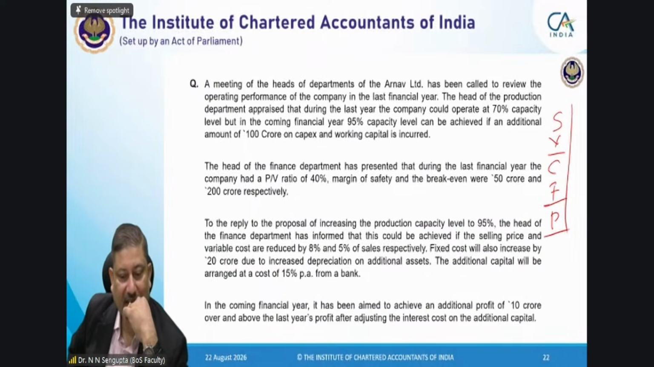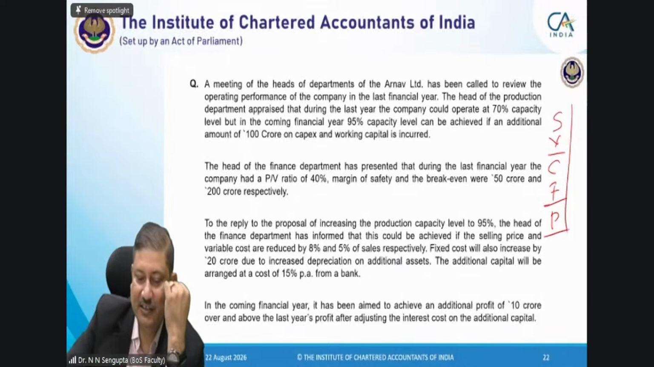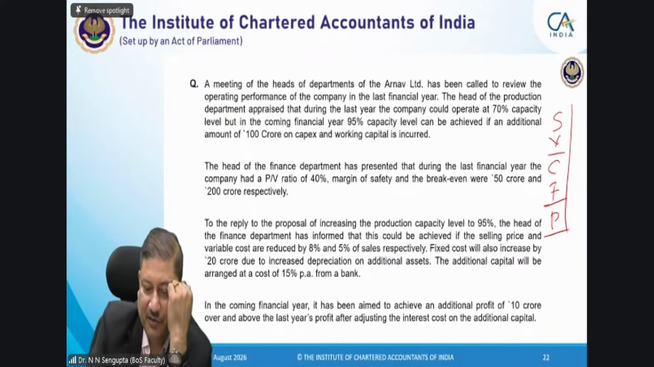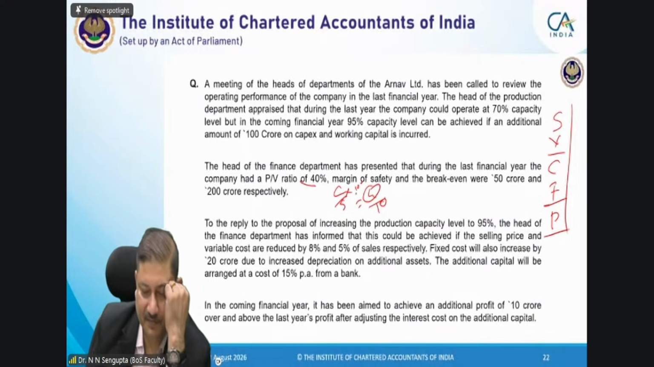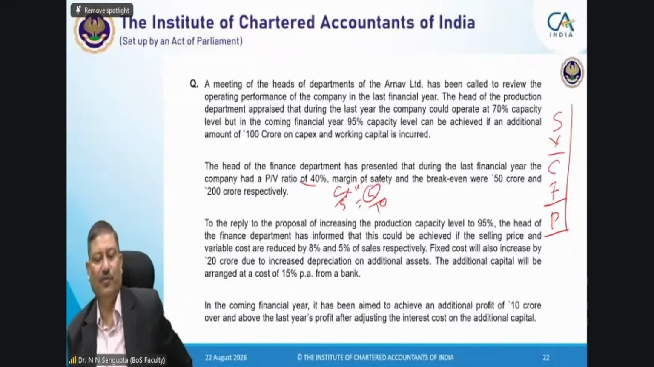So head of finance department has presented that during the last financial year, the company had a PV ratio of 40%. So last year, PV ratio of 40%. PV ratio of 40% means what? That contribution by sales ratio is 40%. That means if 10 rupees is the selling price, 4 rupees is your contribution. So this way you interpret, this way you understand. If you can develop the conceptual understanding, none of the questions will be difficult for you as such.